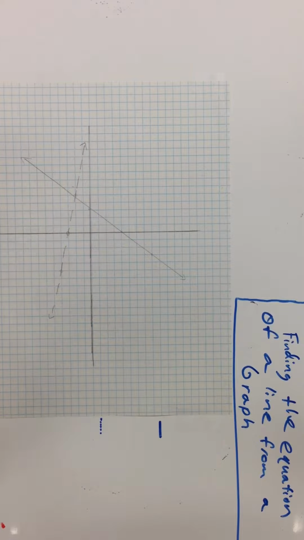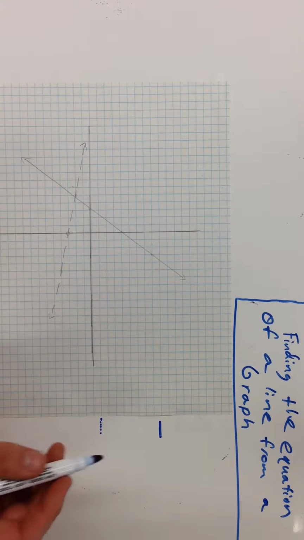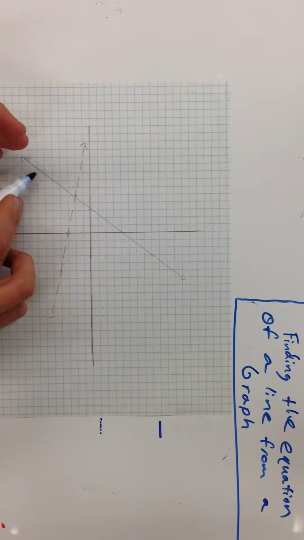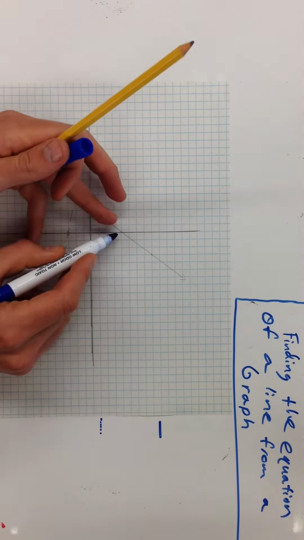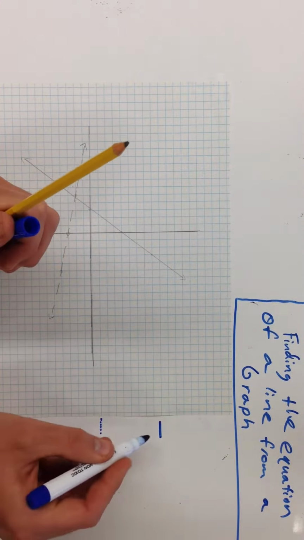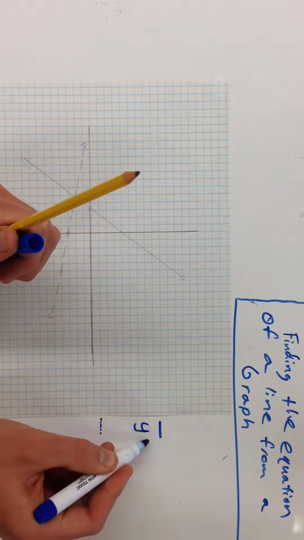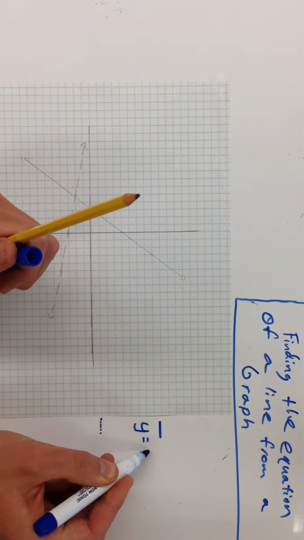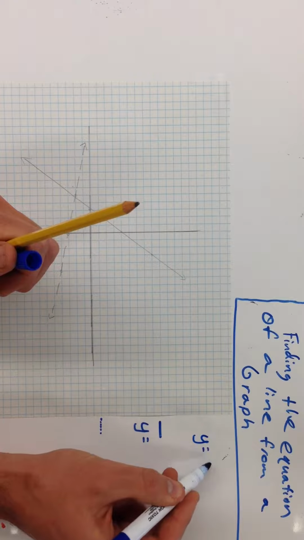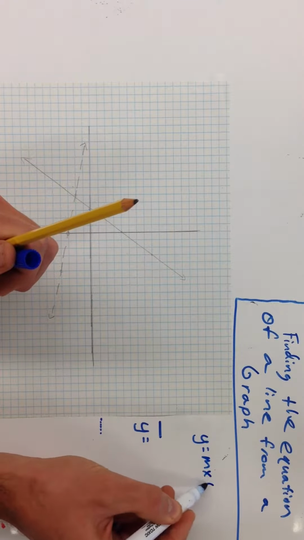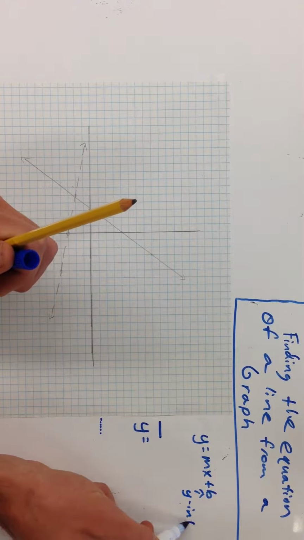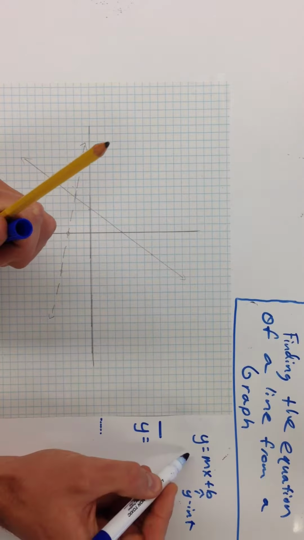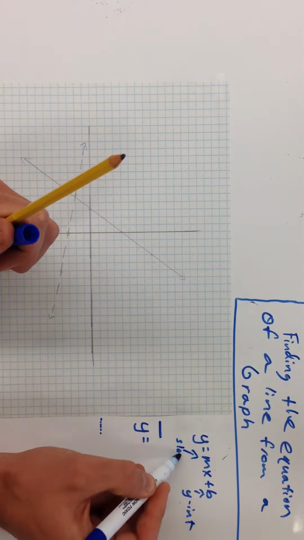Let's start with the solid line. It's hopefully a little bit simpler. It looks like it has a positive slope because left to right it's increasing. And our y-intercept should also be positive. And those are the 2 key parts of it. It's y equals mx plus b, where b is your y-intercept and m is your slope.